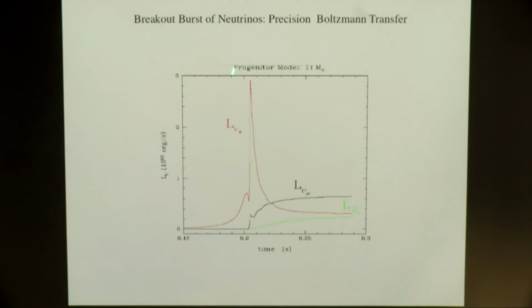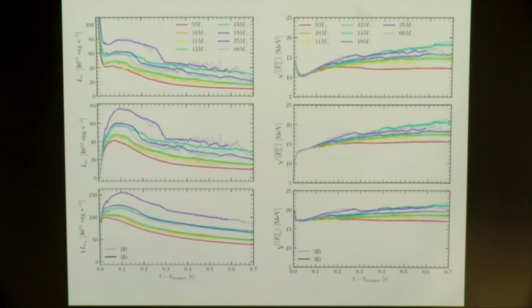Okay. Here's that breakout burst. Here's luminosity versus time. Here the shock is formed, and when that shock goes down the density gradient, it liberates all sorts of neutrinos, and they give you a big breakout burst of electron neutrinos. Then you get mu neutrinos, tau neutrinos, anti-electron neutrinos, and these signatures are all predictable and predicted.